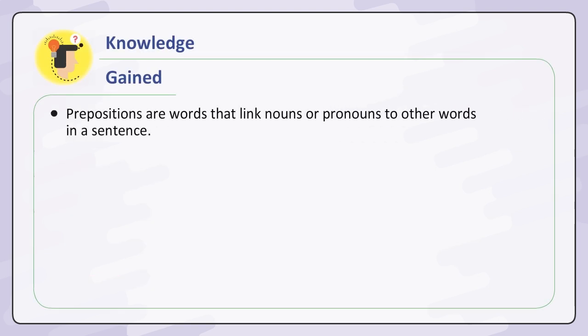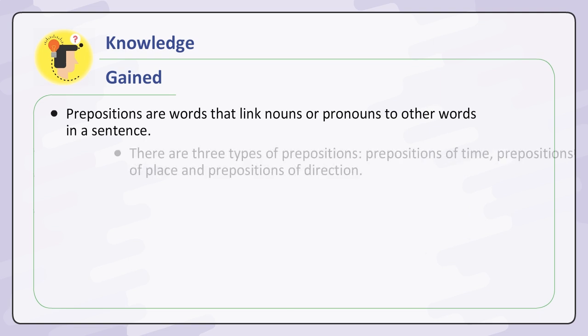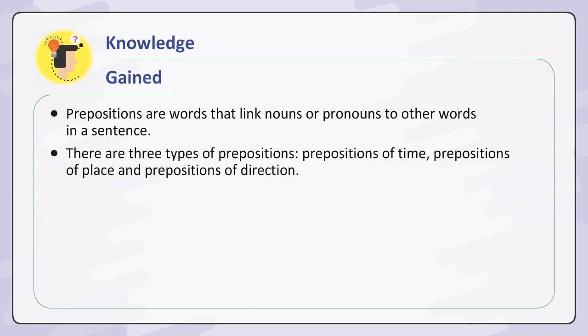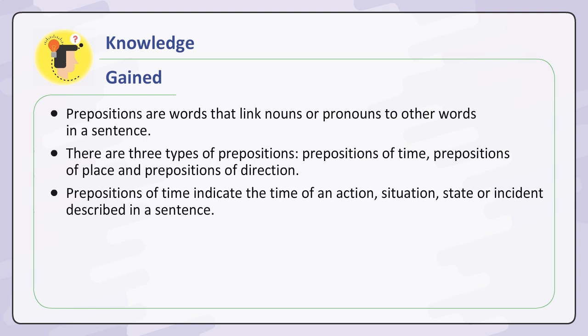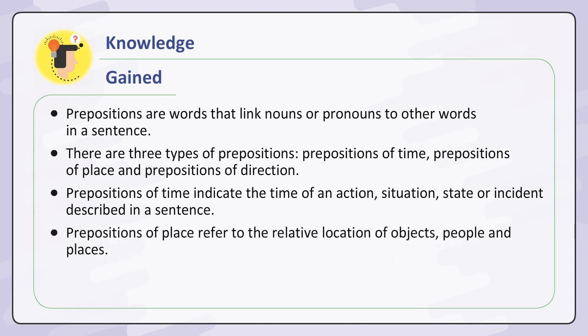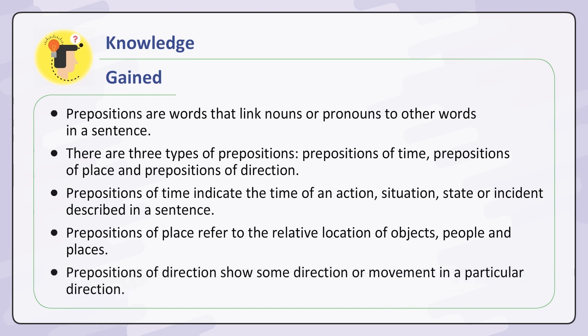Knowledge gained. Prepositions are words that link nouns or pronouns to other words in a sentence. There are three types of prepositions: prepositions of time, prepositions of place, and prepositions of direction. Prepositions of time indicate the time of an action, situation, state, or incident described in a sentence. Prepositions of place refer to the relative location of objects, people, and places. Prepositions of direction show some direction or movement in a particular direction.